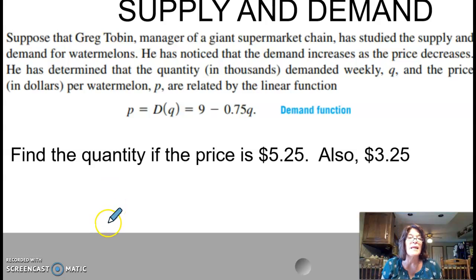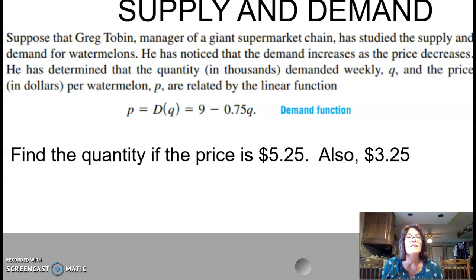Here we have a supply and demand question. Suppose that Greg, manager of a giant supermarket chain, has studied the supply and demand for watermelons. He's noticed that the demand increases as the price decreases. Makes sense, doesn't it? He's determined that the quantity in thousands demanded weekly, which we're going to let be the letter Q, and the price per watermelon, which we're going to let be P or D of Q, they're going to be used interchangeably, is 9 minus 0.75 Q.